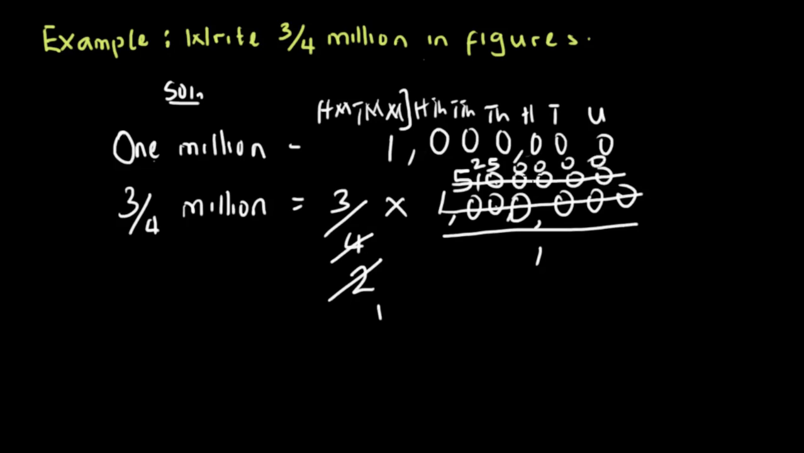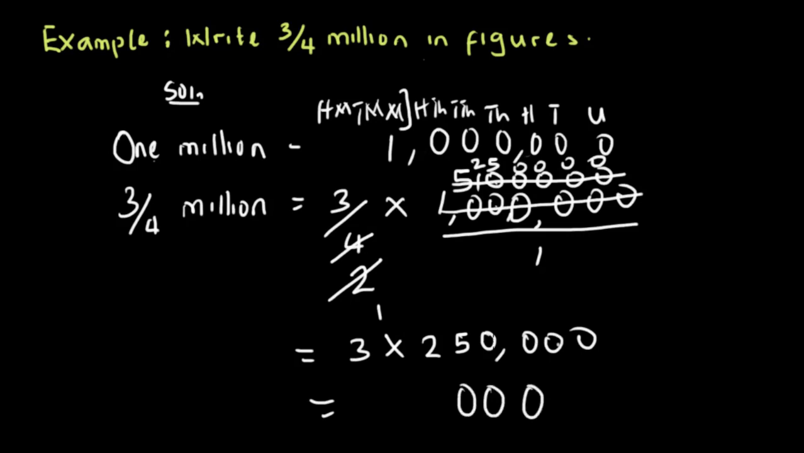So that is 250,000. It means our answer is 3 times 250,000. And this will give us 3 times 0 is 0, 3 times 0 is 0, 3 times 0 is 0, 3 times 0 is 0, 3 times 5 is 15, 5 carry 1. 3 times 2 is 6 plus 1 is 7. So that will give us 750,000. So 3 over 4 million is 750,000. Do you understand? Let's take another example.